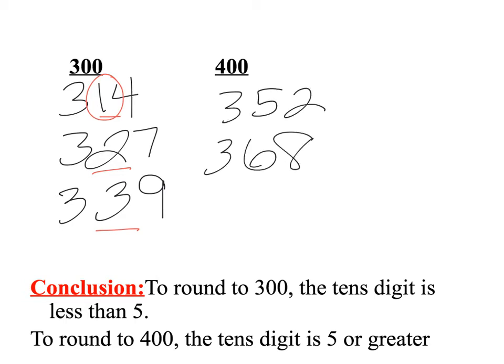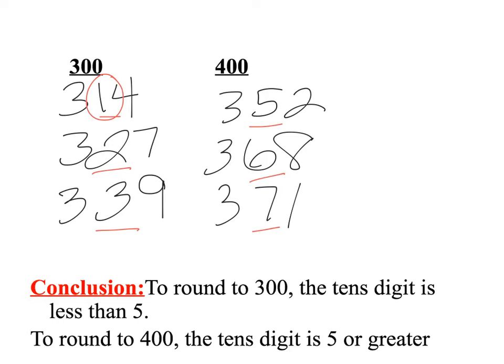For my other list, I could give a number such as 352, 368, 371. All of these numbers are greater than 300, but they round to 400. Again, when you're looking to round, you look at the place value that is right next to the hundreds place, which would be the tens place. All of these numbers are 5 or greater.